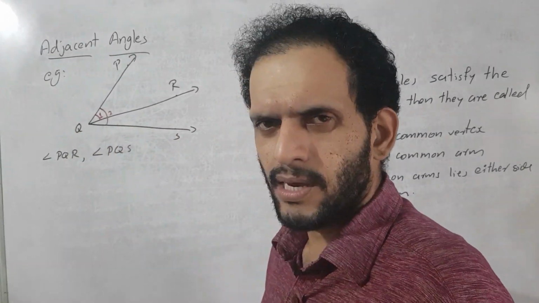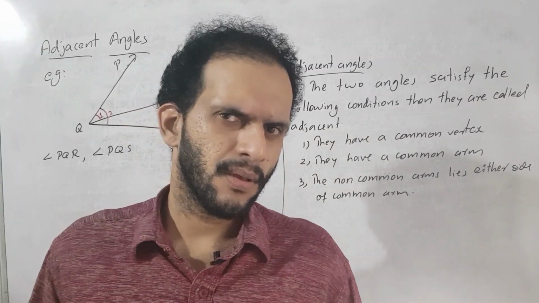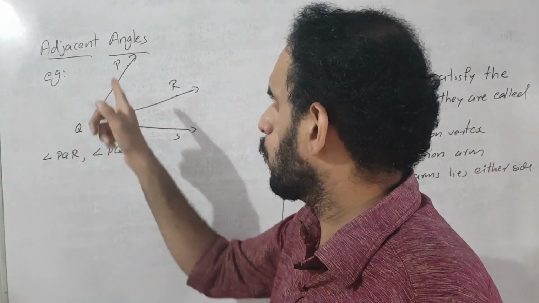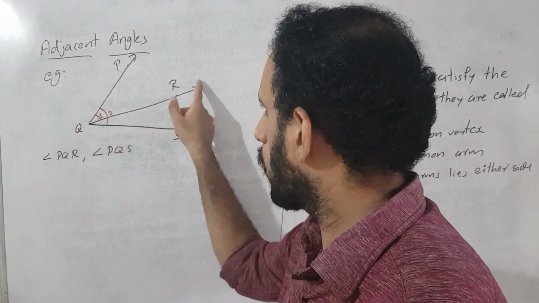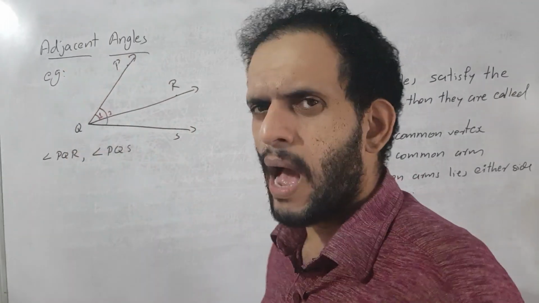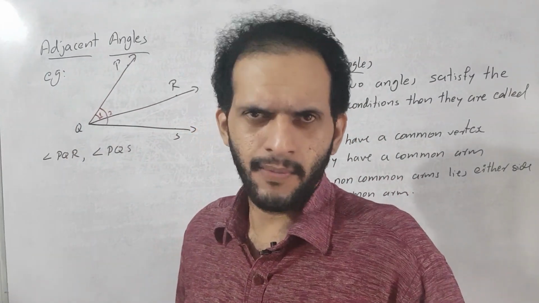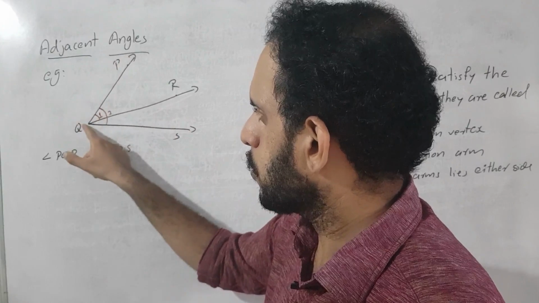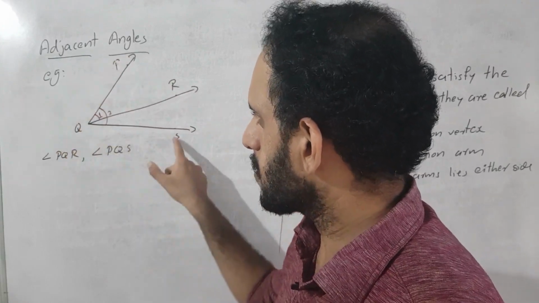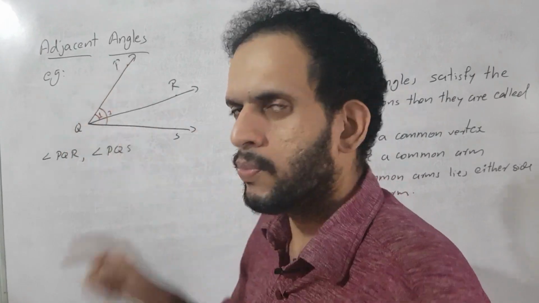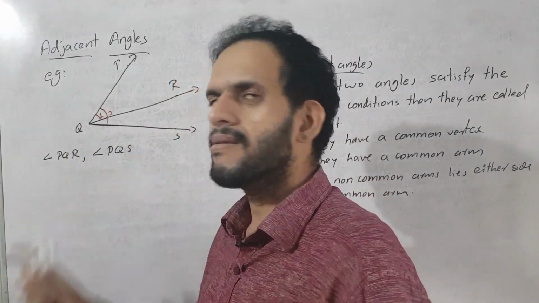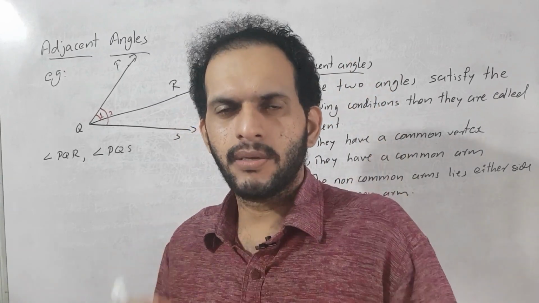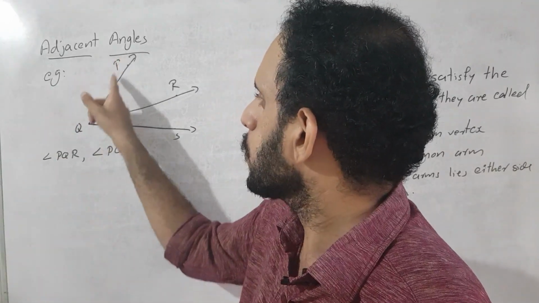Then next we think about the second condition: they have a common arm. We look here once again, PQR, PQS. Is any arm repeating in saying the names of the angles? Yes, one arm is repeating. What is that? QP. PQR and PQS, PQ is repeating. So it's very clear these two angles have a common vertex and a common arm. Then the first two conditions are satisfied. What is the common arm? PQ is the common arm.